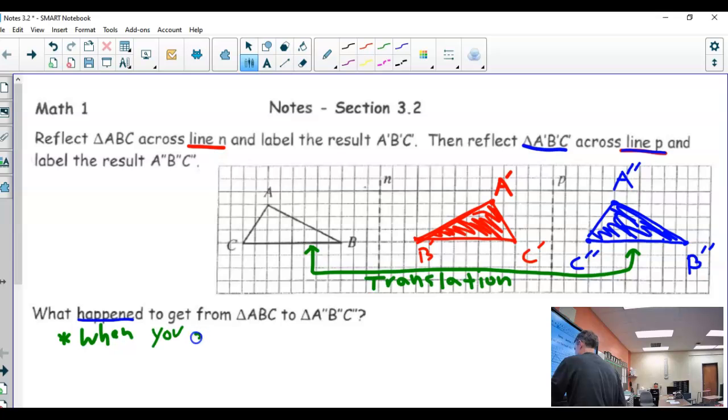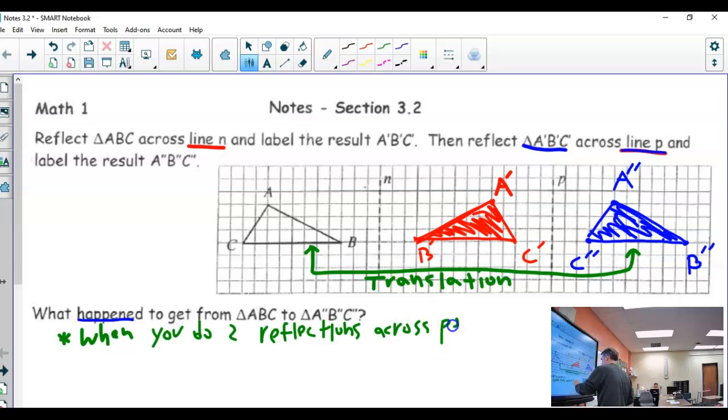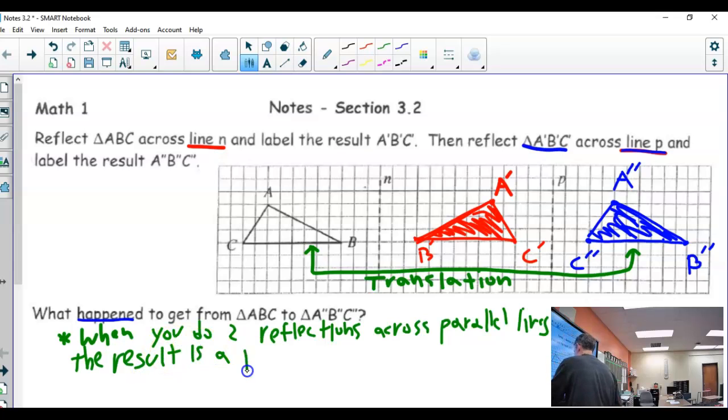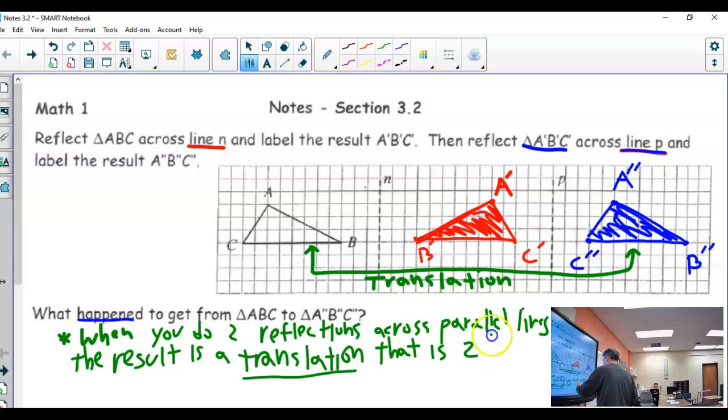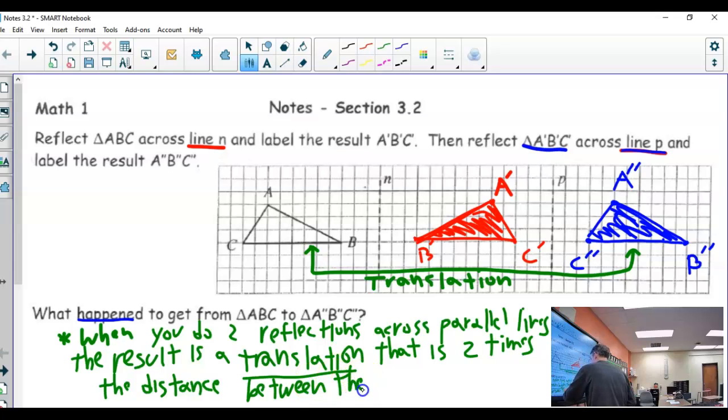When you do two reflections across parallel lines, the result is a translation that is 2 times the distance between the lines.